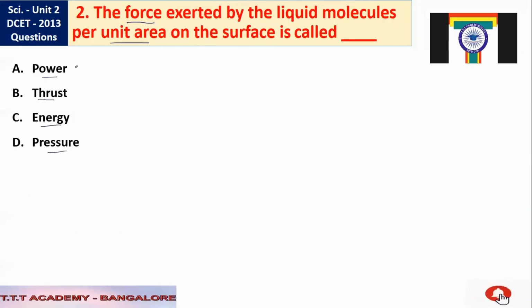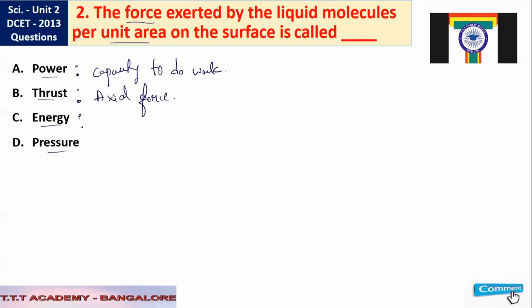Very first, what is the meaning of power? Power is nothing but, we know, the capacity to do work. Even if you come to thrust, that is an axial force. That we can consider as thrust. And energy is nothing but, again, the ability to do work.